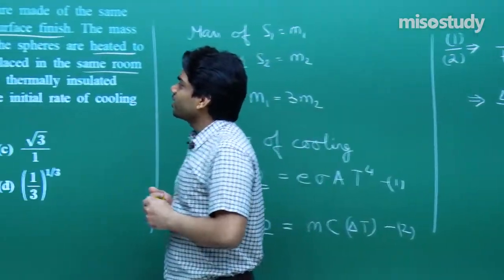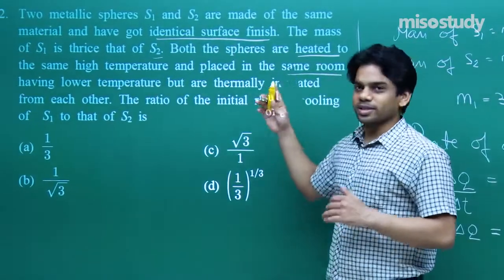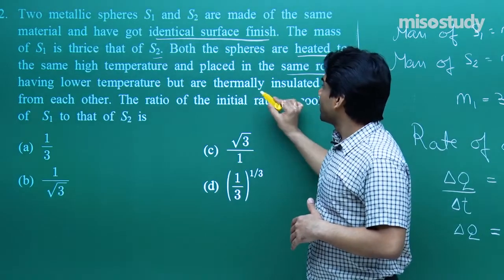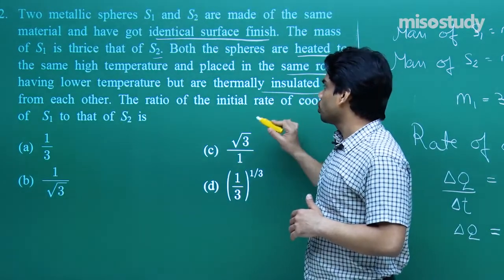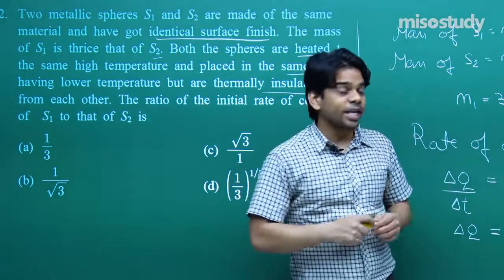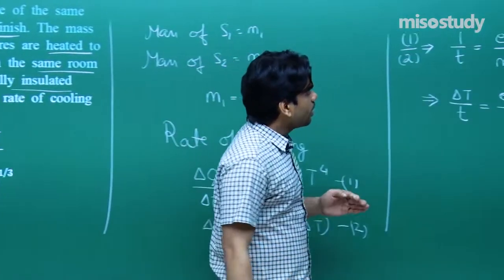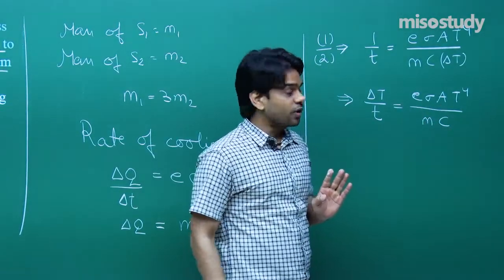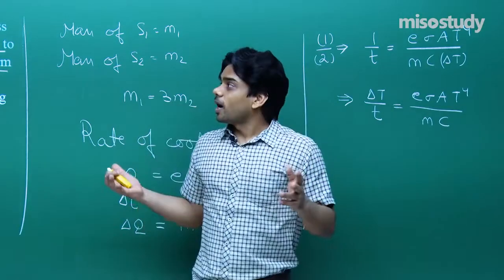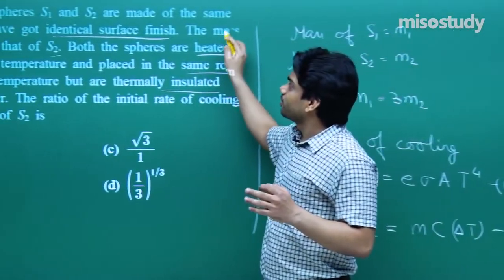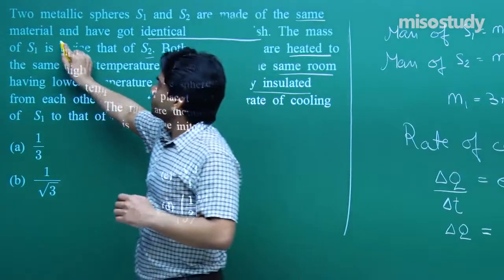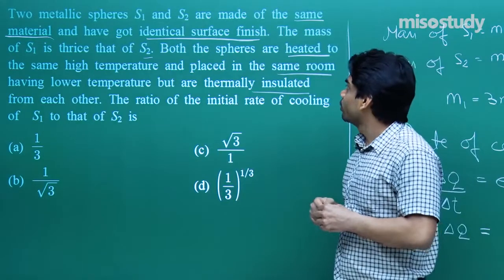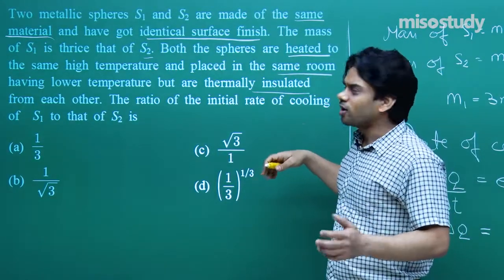Now you see here, both these spheres are heated to the same high temperature, that initial temperature is the same, and placed in the same room having lower temperature but are thermally insulated from each other. The ratio of the initial rate of cooling of S1 to that of S2, so the initial rate of cooling we need to obtain. Here you see E, sigma, A and M. They are made of the same material and have identical surface, so E will be the same and sigma is a constant, the Boltzmann constant.